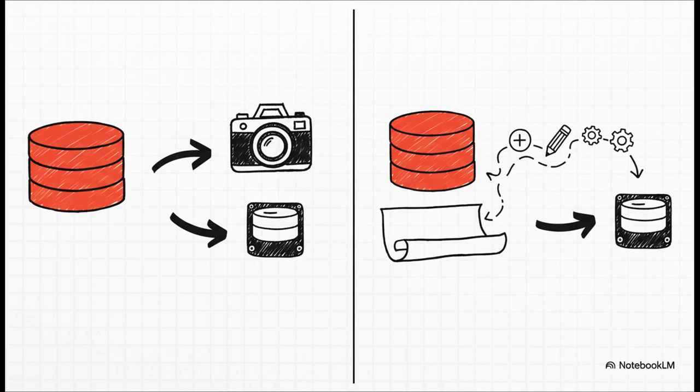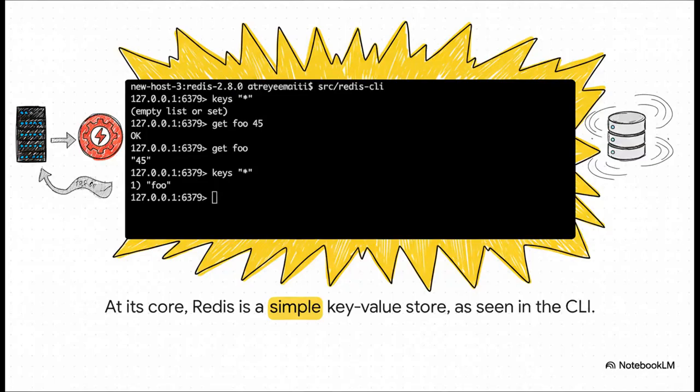Pretty clever, right? And when you get right down to it, the basic interaction with Redis is dead simple. It's a key-value store. You can see it right here. You set a key, you get a value. Easy. But don't let that simplicity fool you. This simple foundation is where the real power begins.